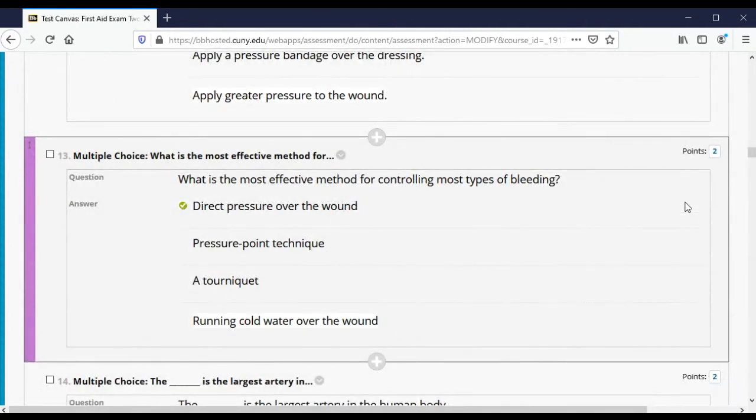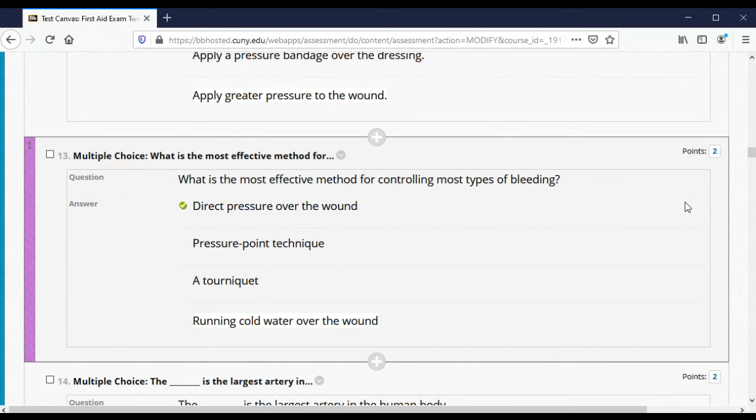What is the most effective method for controlling most types of bleeding? Most types of bleeding respond very well to direct pressure over the wound. One, stop the bleeding itself. Two, reduce the flow of blood, allowing platelets to aggregate or collect in that area to produce a blood clot to help prevent any further bleeding.